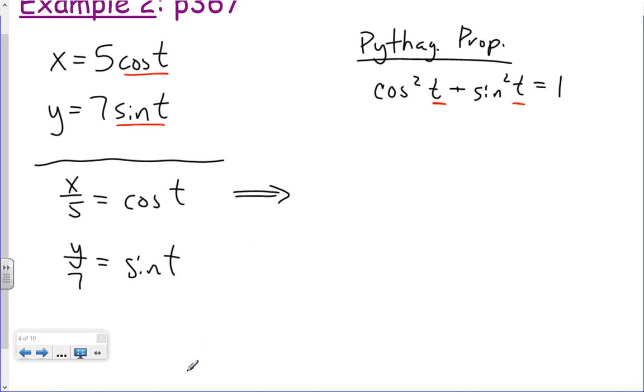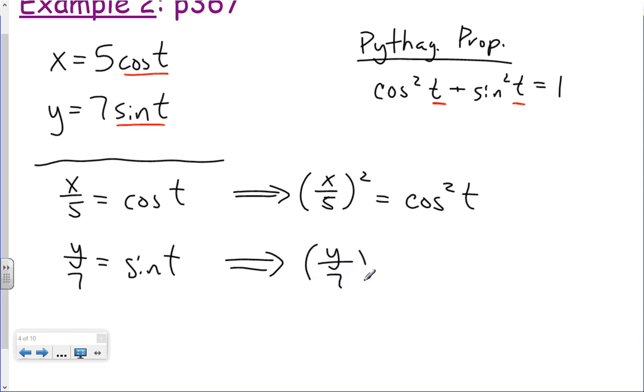If I square the left side of this, I'll end up with, I'll just write it as x over 5 squared. And if I square the right side of this, I end up with cosine squared. And now to do the same thing here with the second equation. If I square y over 7, I get y over 7 squared. And on the right side, when I square sine, I end up with sine squared of t.